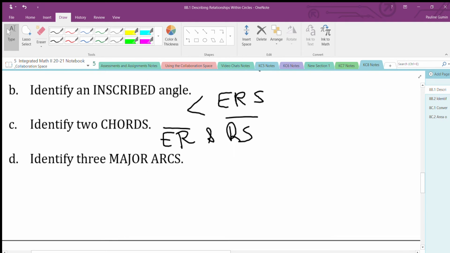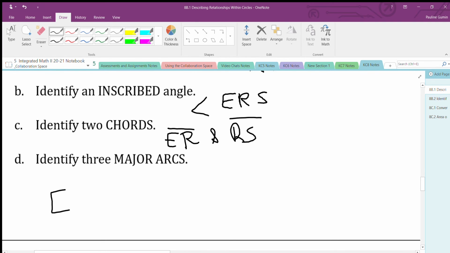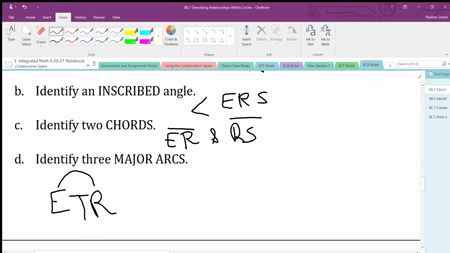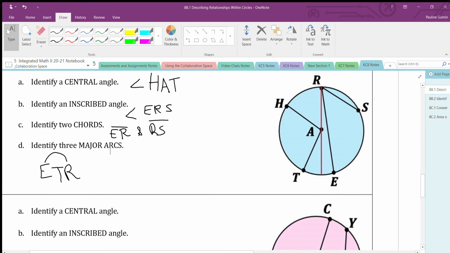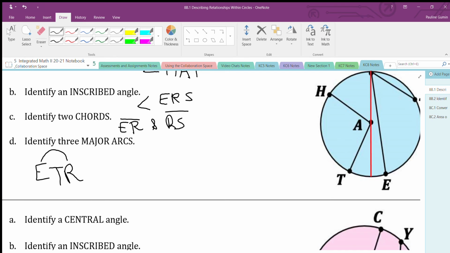Now we write arcs like this. First we write the letters ETR, and then we make an arc over it. Okay. The next one, what else do I see? I see RET. So I go the other way around. I start at R, I go to E, and then it goes a little bit outside at T. Okay, that works.